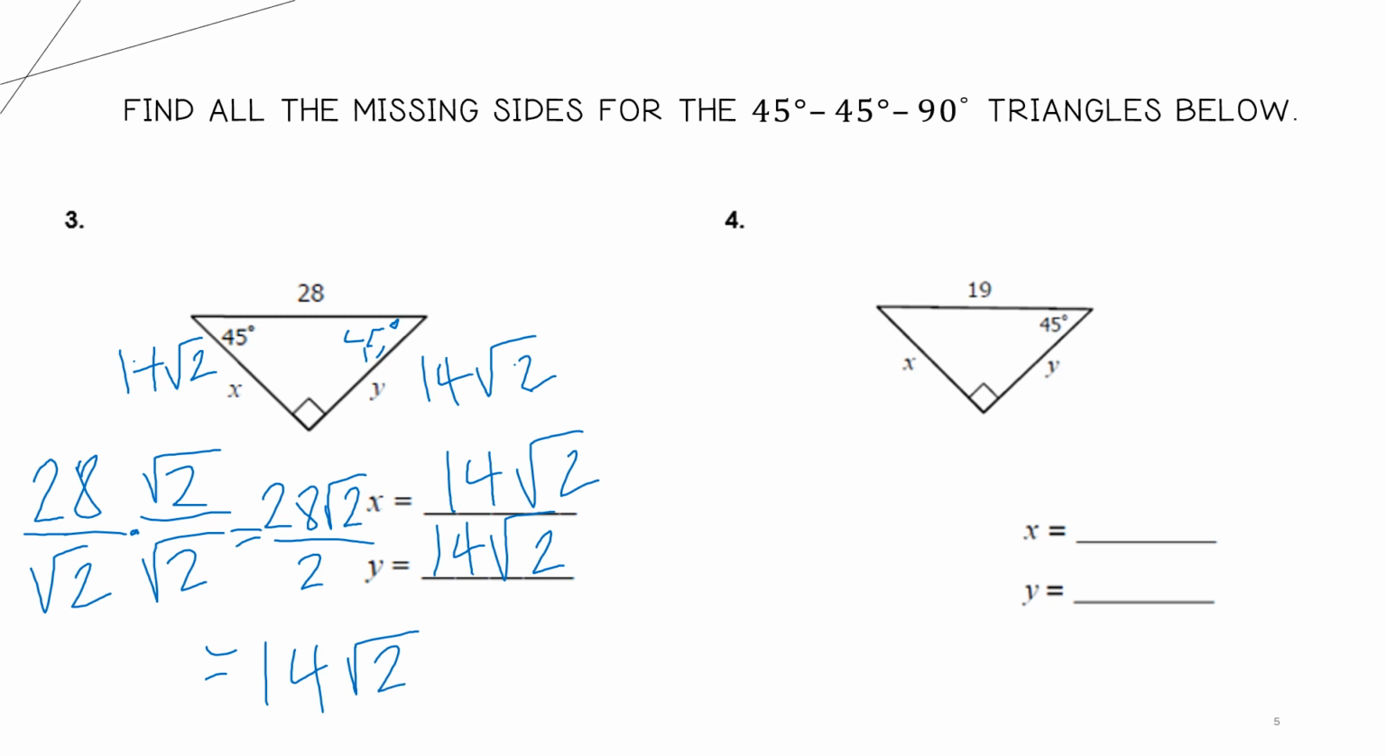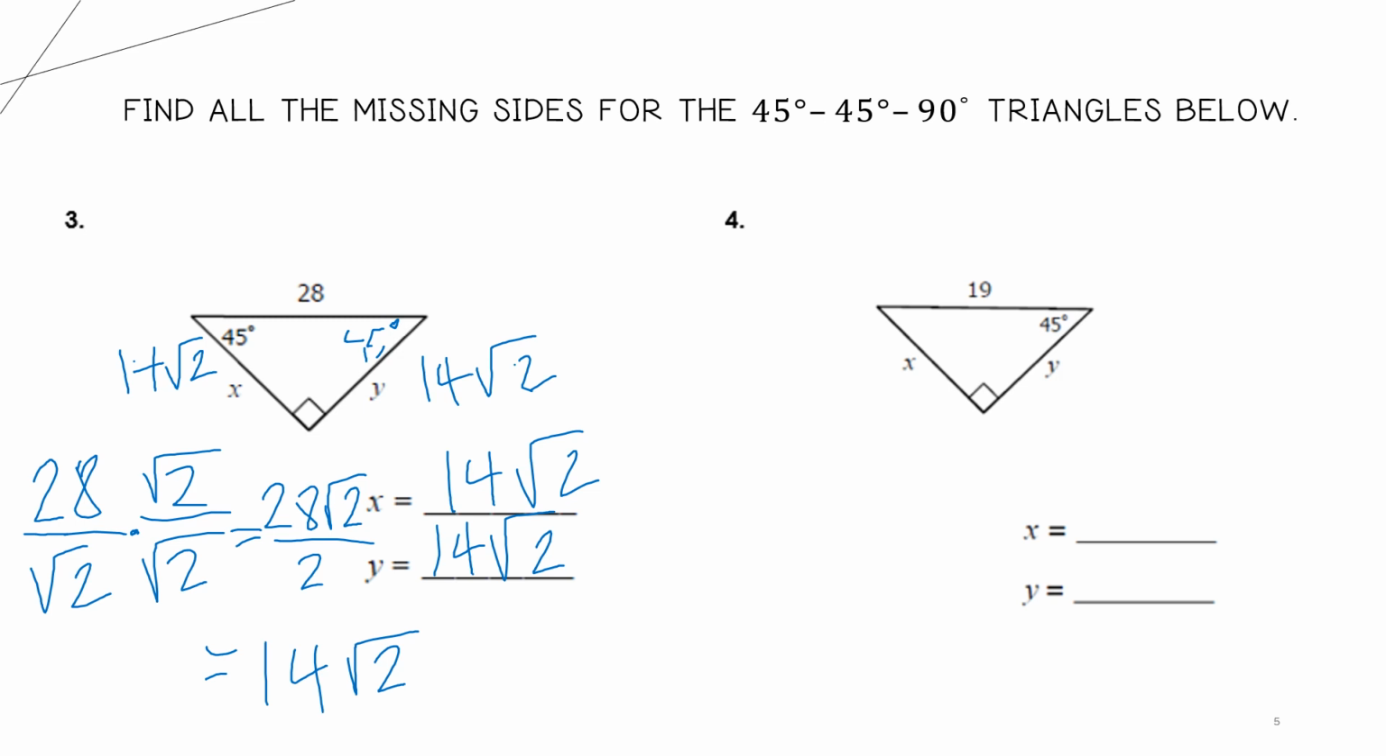Again, if you have a 36X Pro, no problem, put in 28 over root 2, and it'll simplify it automatically for you. Just make sure you're using the fraction button and not the division button, because if you use the division button, then it will most likely give you the decimal value. But if not, it's fine. You want to just make sure you have it in simplest exact form.